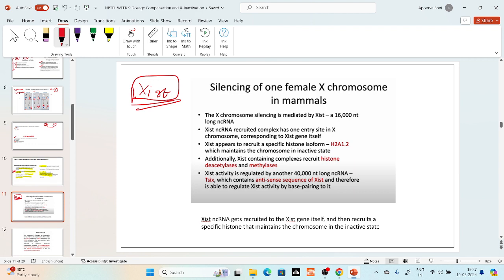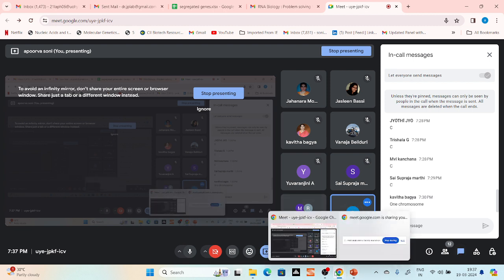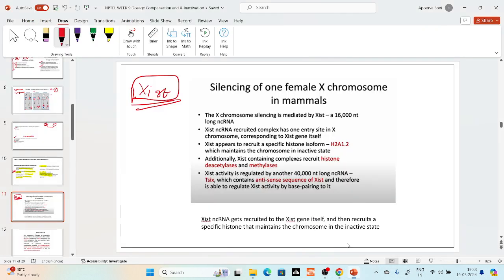Just now I told you, can anybody tell me the difference between a long non-coding RNA and a small non-coding RNA? I told you in the beginning of the class. Basic difference. Nobody knows? So we have just discussed that if a non-coding RNA has more than 200 nucleotides, then that non-coding RNA is known as a long non-coding RNA.